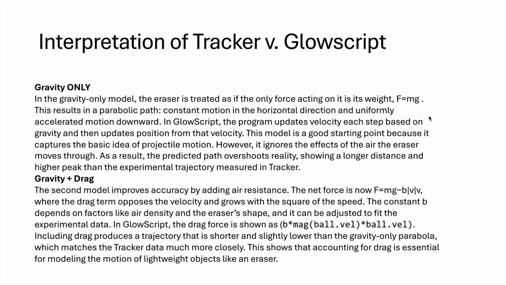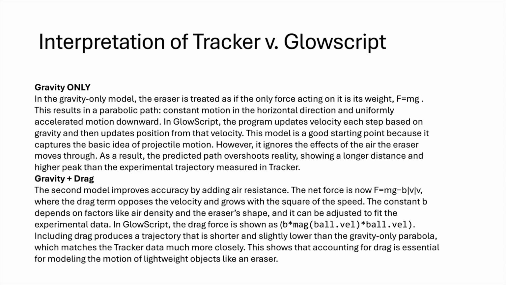So for the interpretation of Tracker versus GlowScript, essentially the difference is gravity versus gravity plus drag. So in the gravity-only one, the eraser is treated as if the only force acting on it is weight, therefore making it F equals mg. And that creates a parabolic graph.